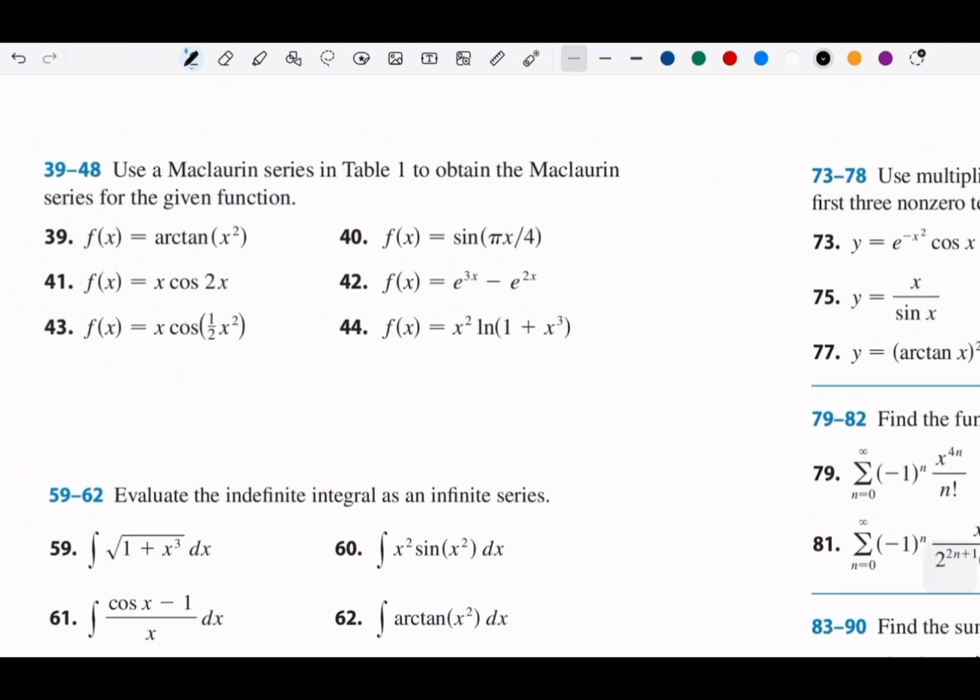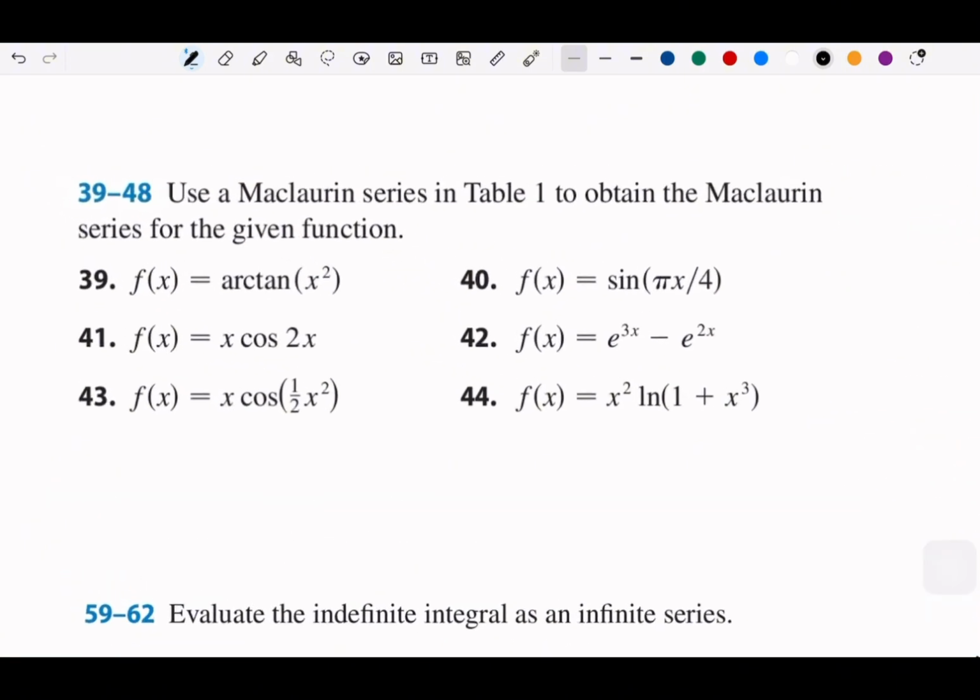Okay, I think the first sections should be okay, right? What you need to do is take the reference. For example, the first one is the tangent inverse x, and then you change x with x squared. So you have the series, the sum, and then change the x with the x squared. Do the same thing with the other parts.